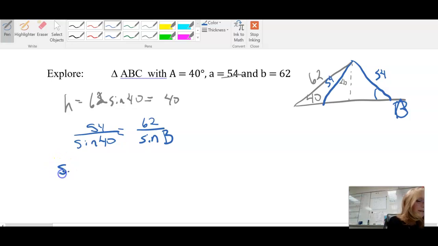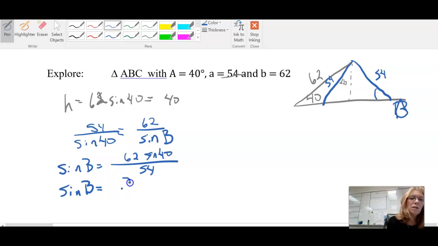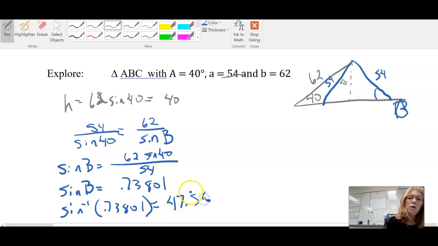So we've got the sine of B equals 62 times the sine of 40 divided by 54. So the sine of B, and I don't clear my calculator here. I leave this in so I don't round until the very end. Now you do your inverse sine of your answer, so don't round here, and you should get roughly 47.56. All right, they always want you to round the degree to the fullest degree, so that is approximately 48 degrees when we round that. So this guy right here is 48.